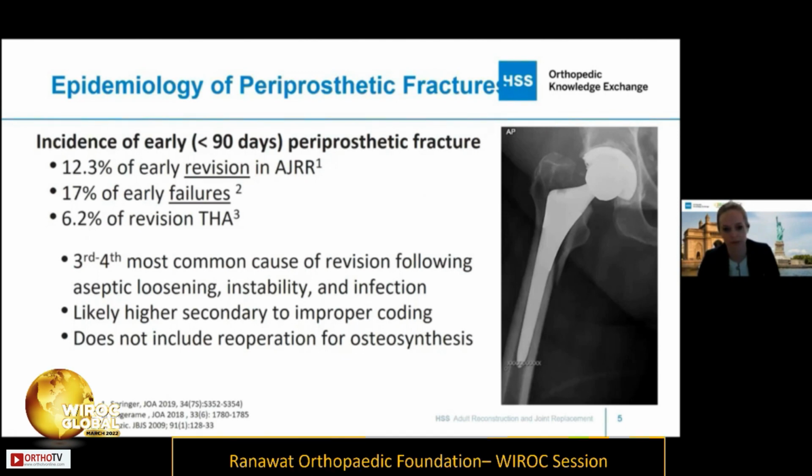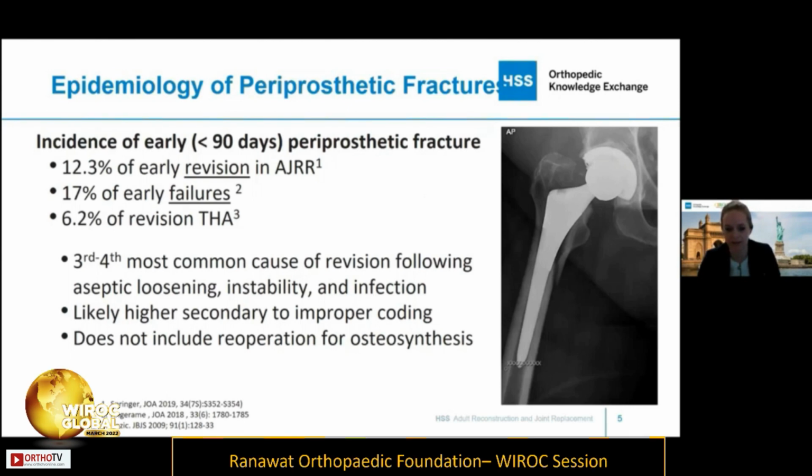So the epidemiology, the American Joint Registry has come about in the last few years, and it's come up with some interesting articles. And this one out of Ortho Carolina, they looked at the American Joint Registry and found that over 12% of early revisions after total hips are related to periprosthetic fracture. So a good chunk of early failures, 17% of early failures, are going to be because of a fall or a fracture. And 6.2% of all revision arthroplasties accounted for by fractures.